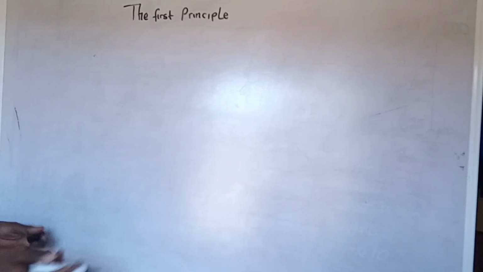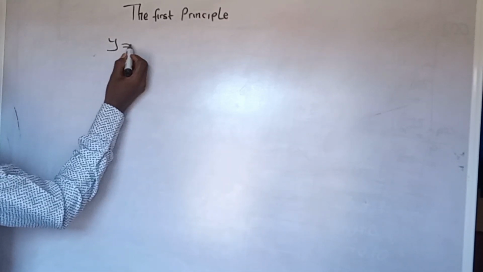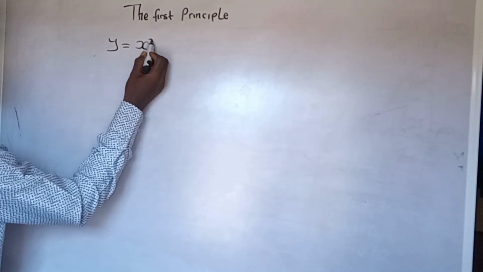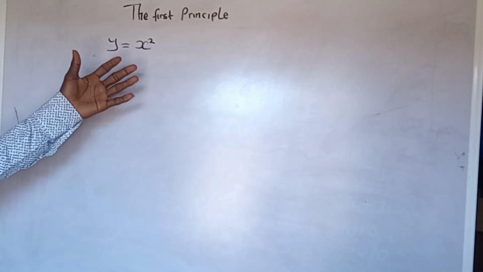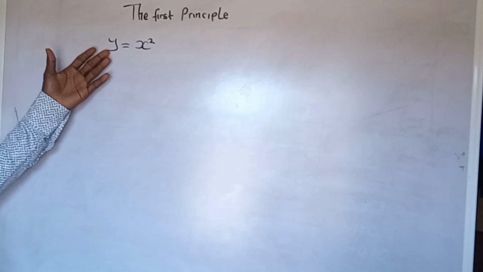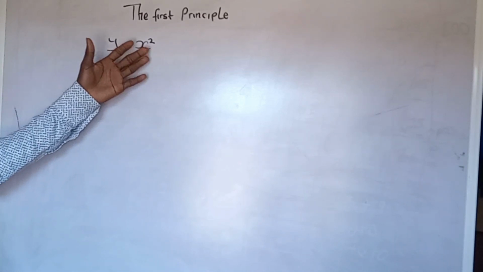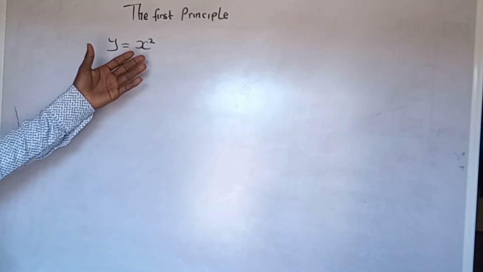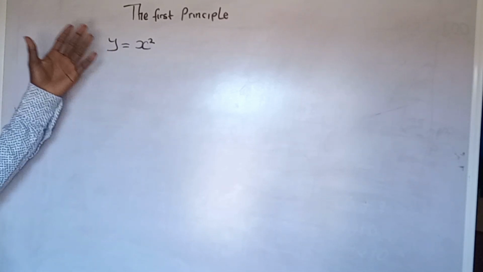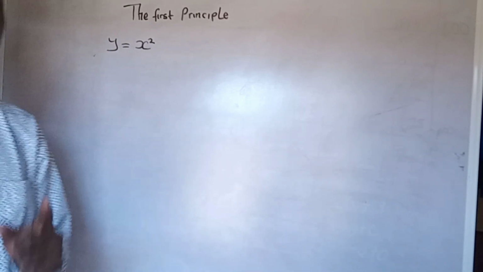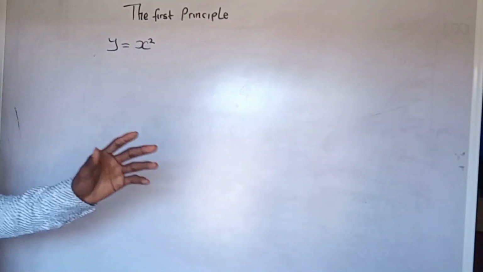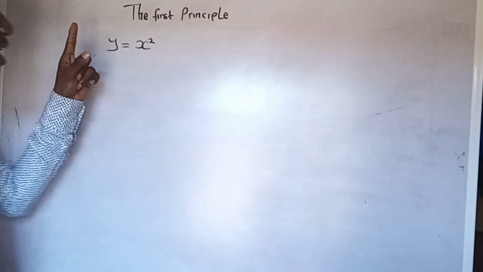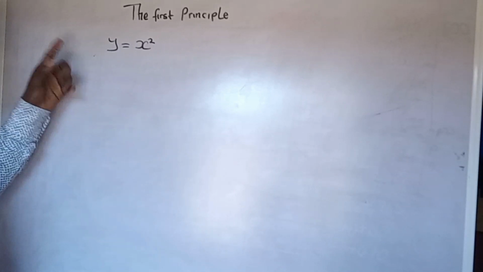Let's assume that we are given a function y equals x squared. We are told to differentiate this function from the first principle. As you know, y is dependent on x. Any changes in x will lead to corresponding changes in y. So the first thing I'm going to do is to let there be an increment in x with the delta x, and there will also be a corresponding increment in y with the delta y.